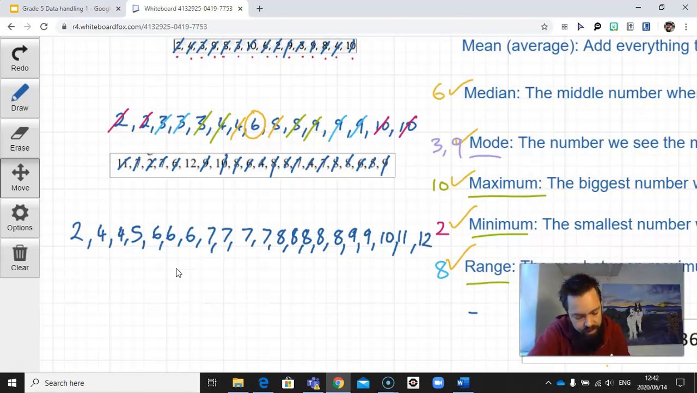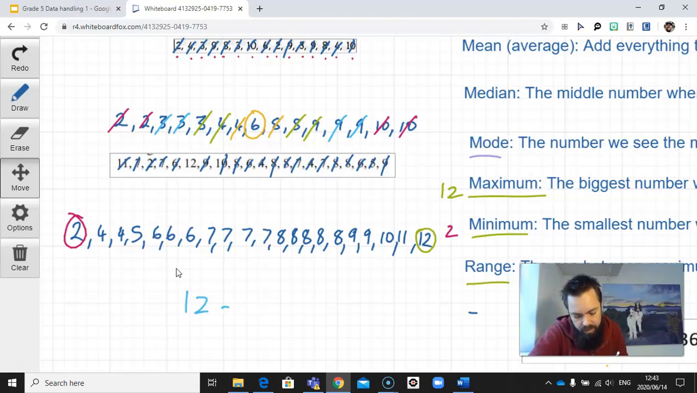Right, so let's find again the maximum. That's going to be easy. That's our maximum. Let me erase the ones from the previous one. Right, so we've got our maximum, which was 12, our minimum, which was 2, our range, we work out by going the maximum minus the minimum, which is 10, so our range is 10.